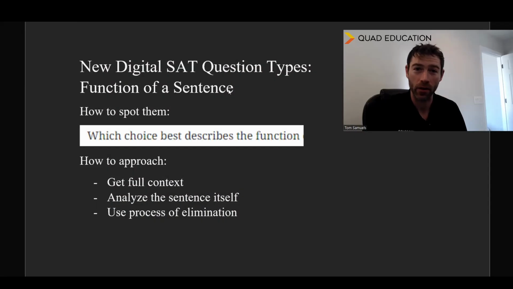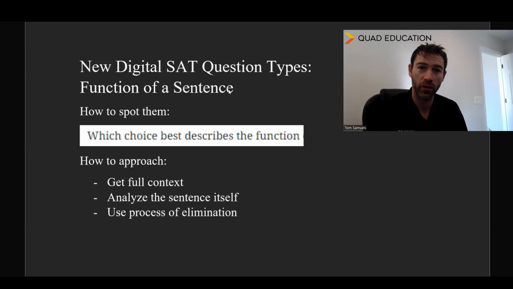Okay, let's talk about a new digital SAT question type. This one is called function of a sentence, or at least that's the label that I've given to it. And that is because the way that we spot them is the question begins with which choice best describes the function of what sentence, the second sentence, third sentence, first sentence.